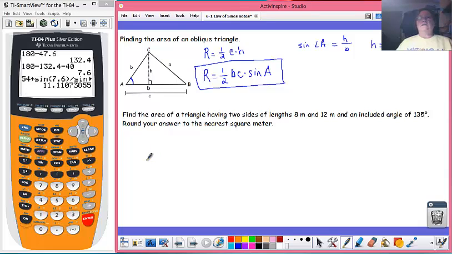Find the area of a triangle having two sides of lengths 8 and 12. So we've got a triangle out there that's got sides 8 and 12, not necessarily a right triangle. And an included angle of 135 degrees. Well, I didn't draw it to scale very well, did I? But I'm going to use that anyway. And it says that we should round our answer to the nearest square meter. According to our new area formula, we need to have 1/2 of the two sides that we know, 8 and 12. We need to multiply that by the sine of the included angle. That's the sine of that 135 degrees. And your calculator can do that for you in no time at all.